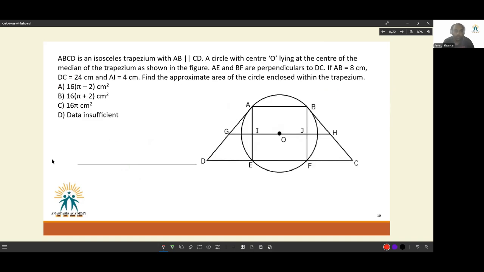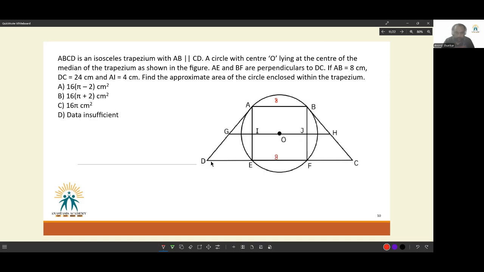Next question. ABCD is an isosceles trapezium with AB parallel to CD. A circle with center O lying at the center of the median of the trapezium as shown in the figure. AE and BF are perpendiculars to DC. AB is 8. This is 8. DC is 24. So if AB is 8, EF will also be 8.